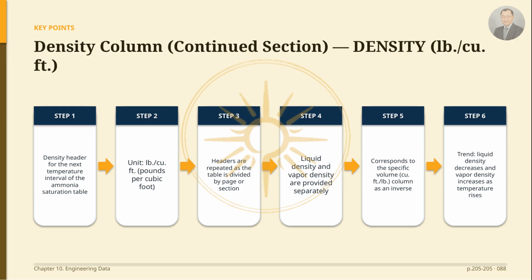Density is provided separately for liquid and vapor, and it corresponds to the specific volume column in the same table as an inverse relationship. Generally, as temperature increases, liquid density tends to decrease and vapor density tends to increase.